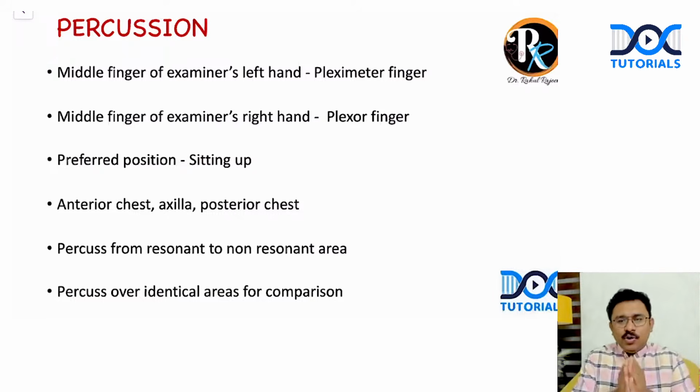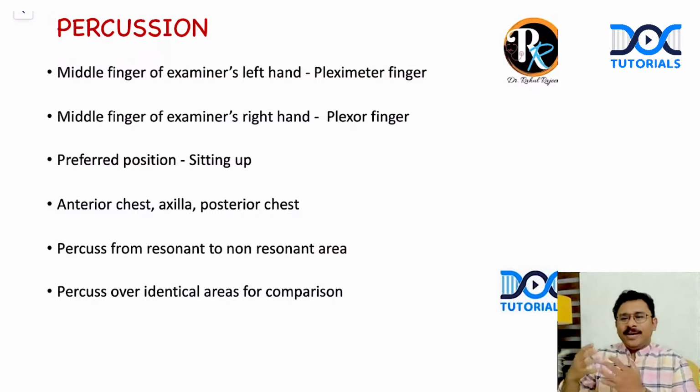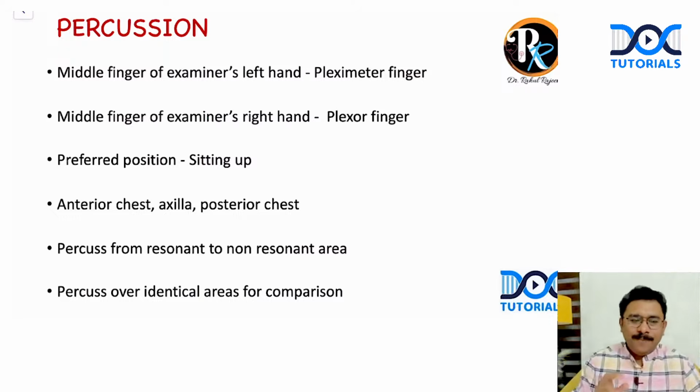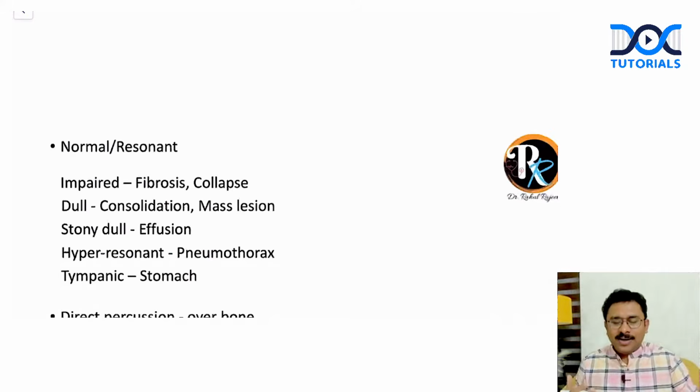And when you are dealing with pathologies, this is another point that I want to tell you: always try to percuss from the resonant area to the non-resonant area. That is better for comparison. Resonant means, how do you know it is resonant? You probably know on which side, by the clinical judgment of the patient's history, what you are looking at. Maybe it looks like from the history that there is some sort of an effusion. You then percuss on the other side, from the resonant area to the non-resonant area. But always percuss over identical areas for comparison, so that you will be able to come to logical conclusions as well.